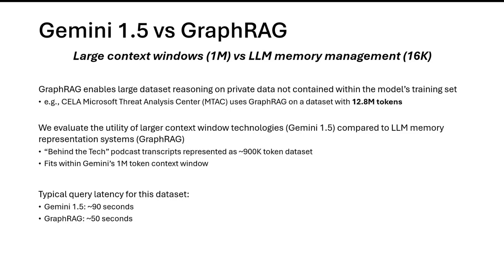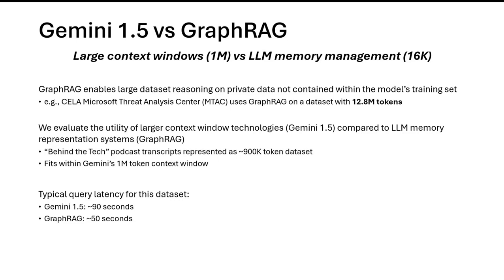So what we did is a comparison. The same data set, which is around 900K tokens, the Behind the Tech podcast transcript. On one hand, it is using the GraphRAG solution. On the other hand, since Gemini has a large context of 1 million, we added the transcript in the context itself and then gave the subsequent prompt.